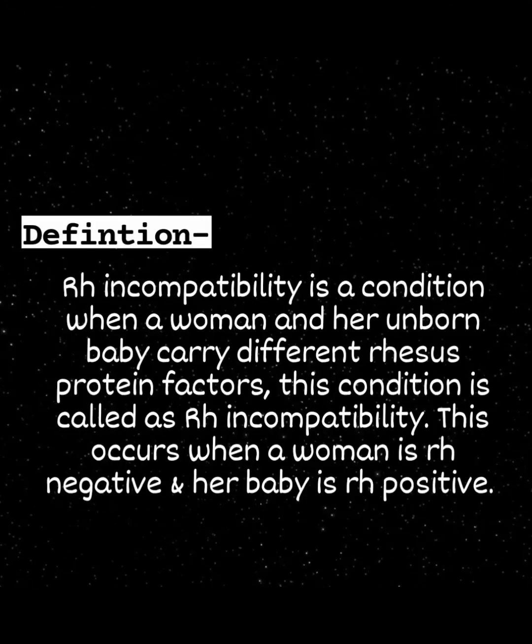Definition: Rh incompatibility is a condition when a woman and her unborn baby carry different rhesus protein factors. This is called Rh incompatibility. Now, this occurs when a woman is Rh negative and her baby is Rh positive. Rh disease is also known as rhesus isoimmunization, and it is a type of hemolytic disease of the newborn.